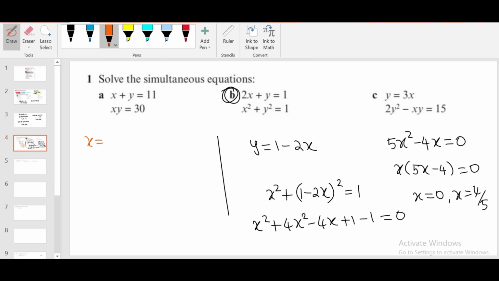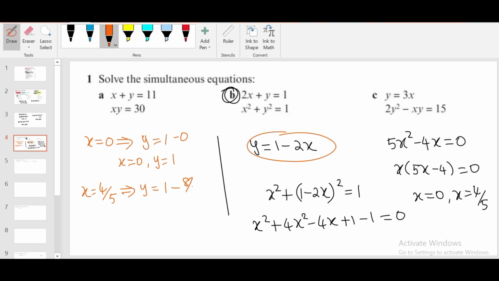When you put x is equal to 0 here, y will be 1 minus 0. So x is 0, y is equal to 1. Write the corresponding values of x and y. When you sub in x is equal to 4 over 5, y would be 1 minus 8 over 5, which is negative 3 over 5. So x is equal to 4 over 5, y is equal to negative 3 over 5. That's all. That's how we solve a quadratic simultaneous equation.